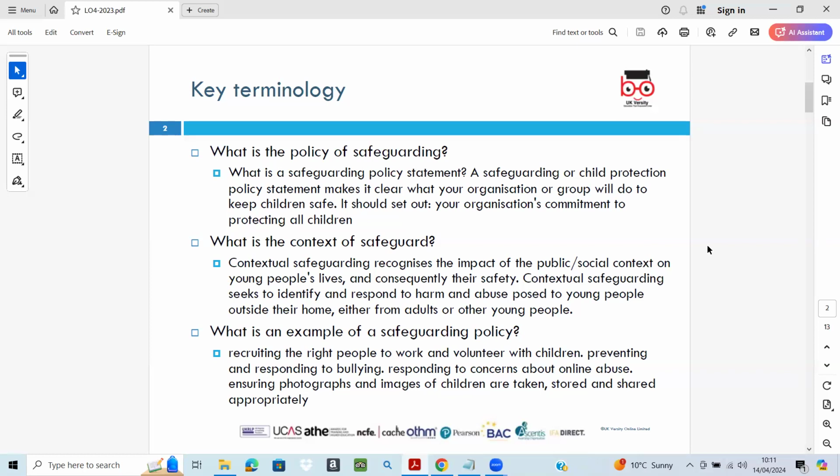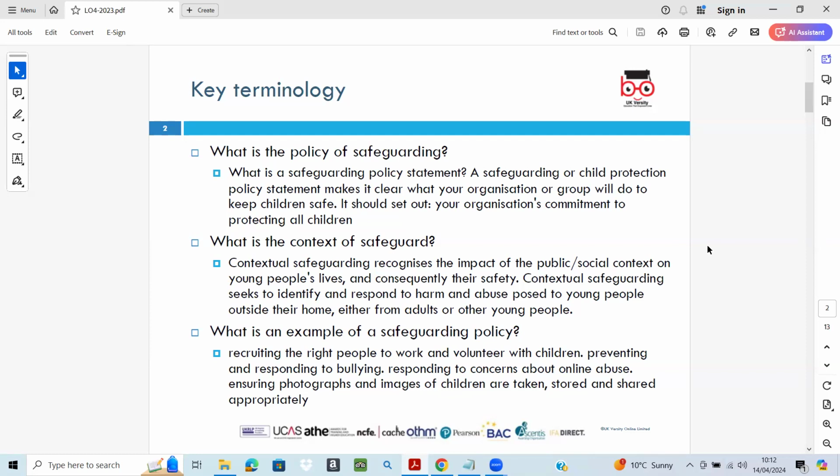Then we will move to contextual safeguarding, and we discussed it yesterday as well. This concept recognizes that the safety of young people is affected not just at home, but in other social contexts like schools, neighborhoods, and online spaces. Contextual safeguarding seeks to understand and address the risks young people face in these environments.